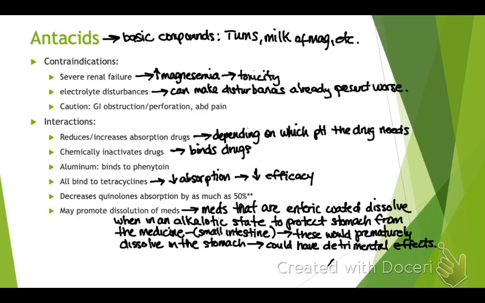You don't want to give it to patients that already have an electrolyte disturbance, because it can make these disturbances already present worse. So you don't want to give it to those patients. And then you need to be cautious with patients that have a GI obstruction or perforation and are complaining of abdominal pain, because you don't want to mask symptoms of a true obstruction by giving them these types of medications to relieve the pain, and really we're hiding what's truly causing the pain or making the situation worse. So we will want to be cautious with that.